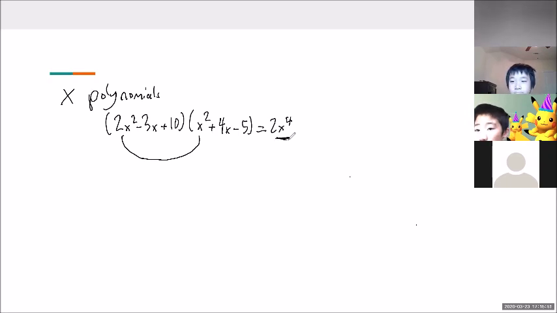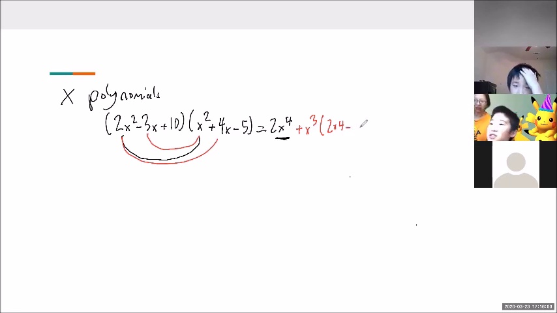And then, next of all, you would multiply the things that in the end have a total exponent of 3. So this would be plus x cubed times 2 times 4 minus 1 times 3. Then after that, you would multiply these three together. So it'll be like plus x squared times minus 2 times 5.